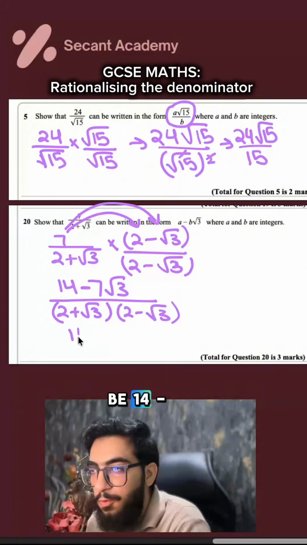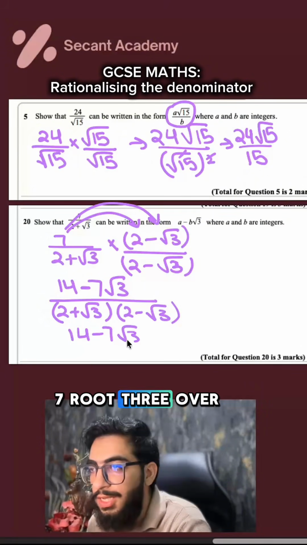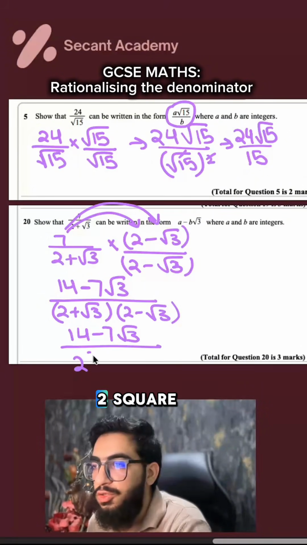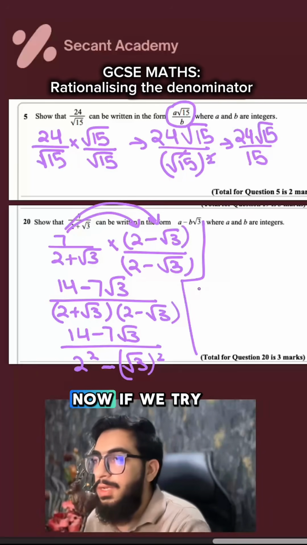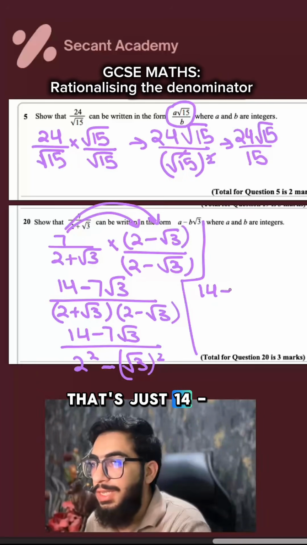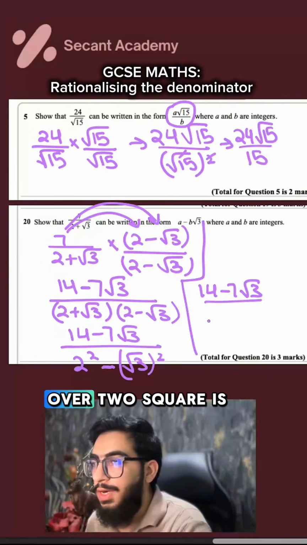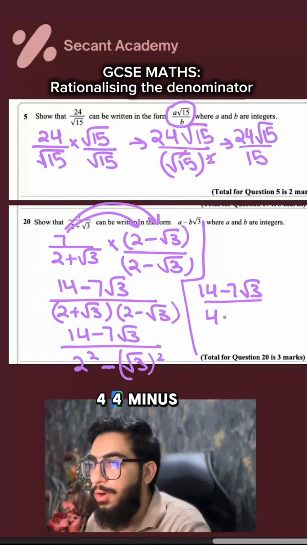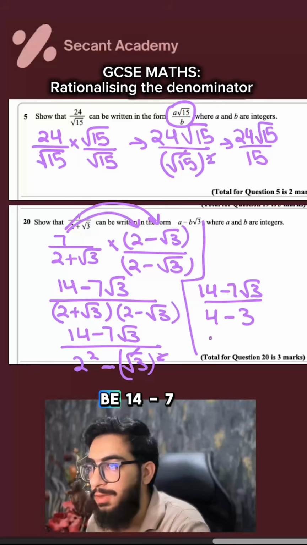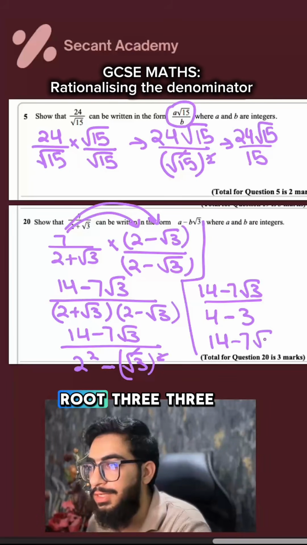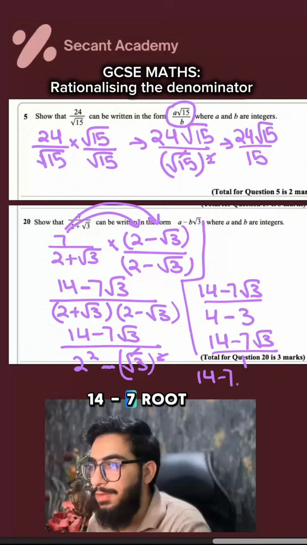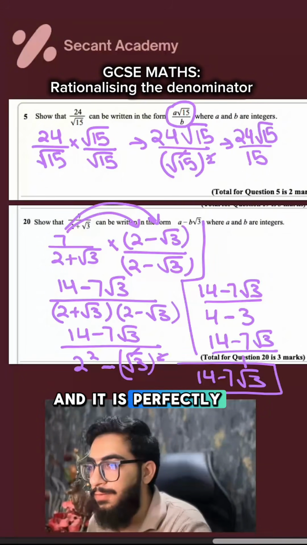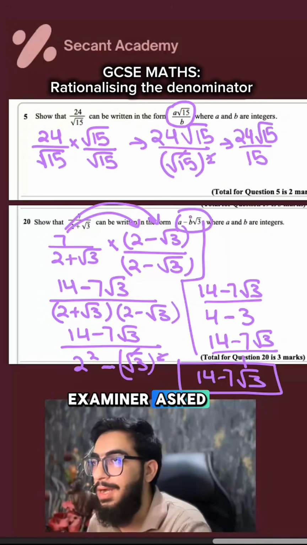So it will just be 14 minus 7 root 3 over a squared, which will just be 2 squared minus b squared, which is just root 3 whole squared. Now if we try to simplify it, it's just 14 minus 7 root 3 over 2 squared is 4 minus, now the square cancels the root, it will just be 4 minus 3, and that will just be 14 minus 7 root 3 over 1, and that is just 14 minus 7 root 3, and it is perfectly in the form that the examiner asked, a minus b root 3.